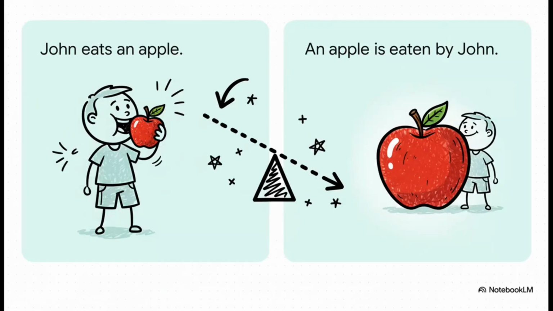Let's dive right in. Okay, so take a look at these two sentences on your screen. On one side, we have John eats an apple. Simple enough. And on the other, an apple is eaten by John. Now, think about it. They're saying the exact same thing, right? But they feel completely different. In that first sentence, John is the hero of the story. But in the second one, suddenly the apple is the star of the show. The whole focus just shifts.